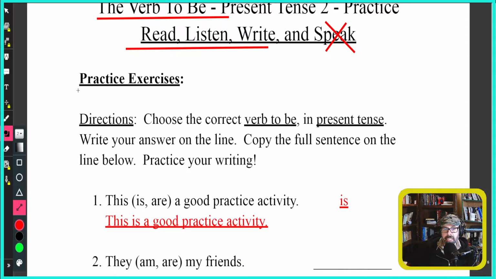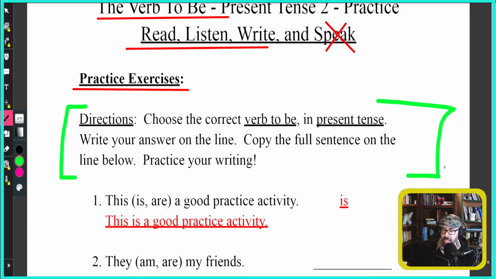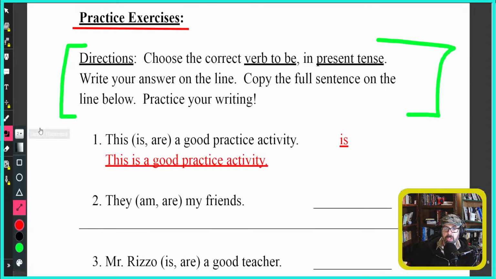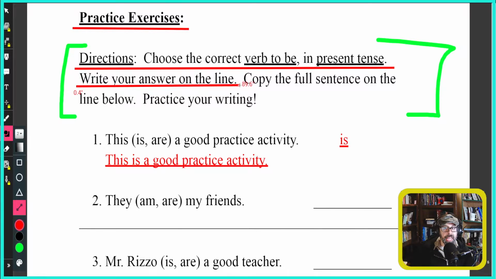Let's take a look at the practice exercises here and look at the directions together. So here are the directions. Let's read the directions together. Directions: Choose the correct verb to be in present tense. So you'll get a choice, and we'll have to choose one of two. Then write your answer on the line.